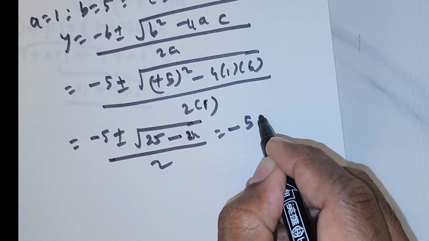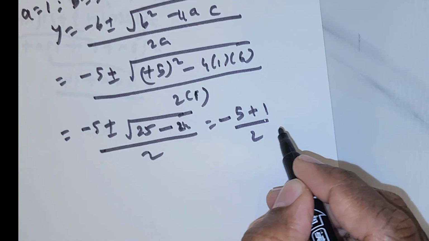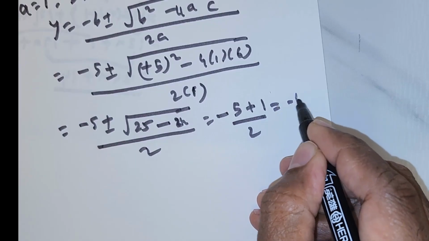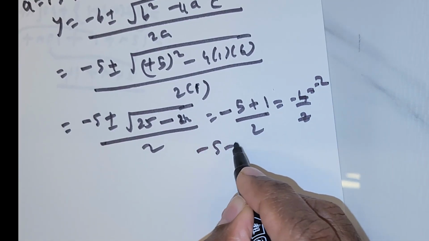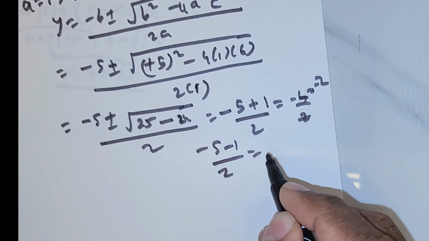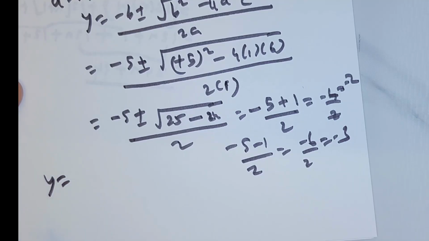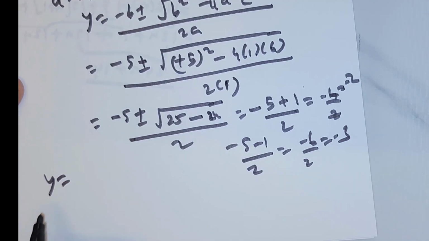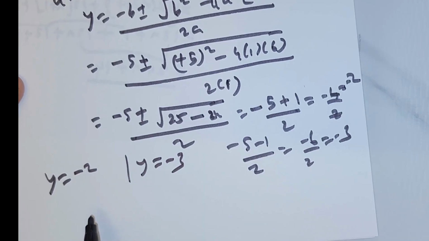So this is going to be -5 ± the root of 25 - 24, which gives me 1. So I have two roots: -4 over 2, which is equal to -2, and -5 - 1 divided by 2, which is -6 over 2, which is -3. So y = -2 and y = -3.